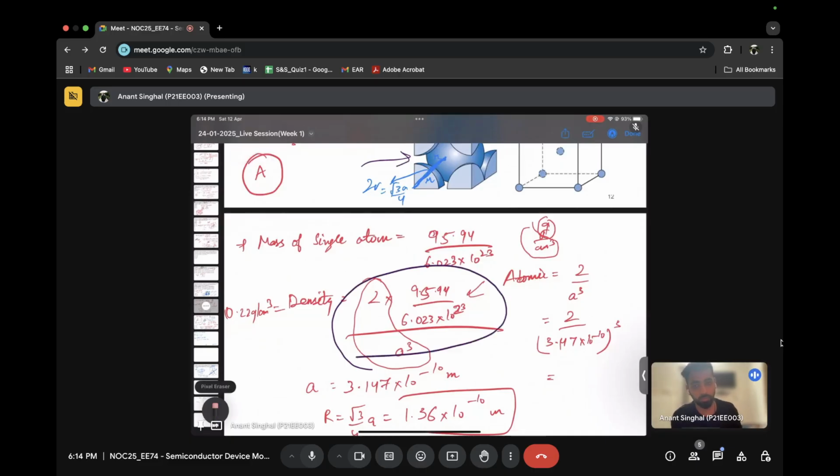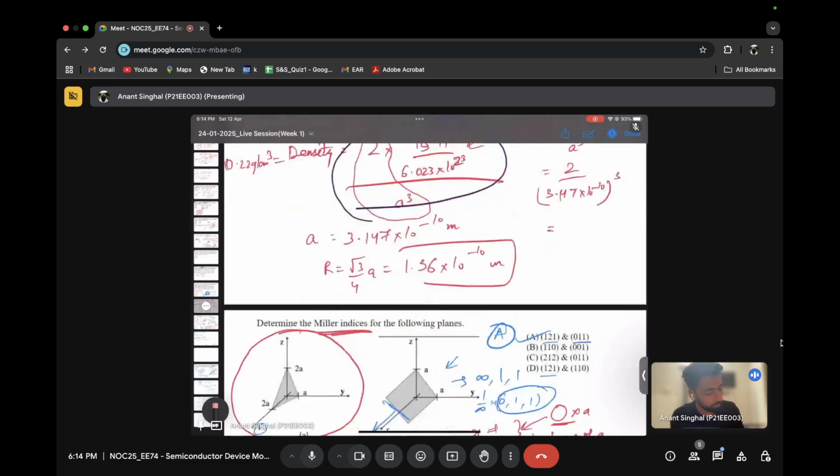So, volume of the atoms by volume of the cell is nothing but the density. This is the part, or the percentage, that is being covered by the actual cell. So again, these are all straightforward problems.